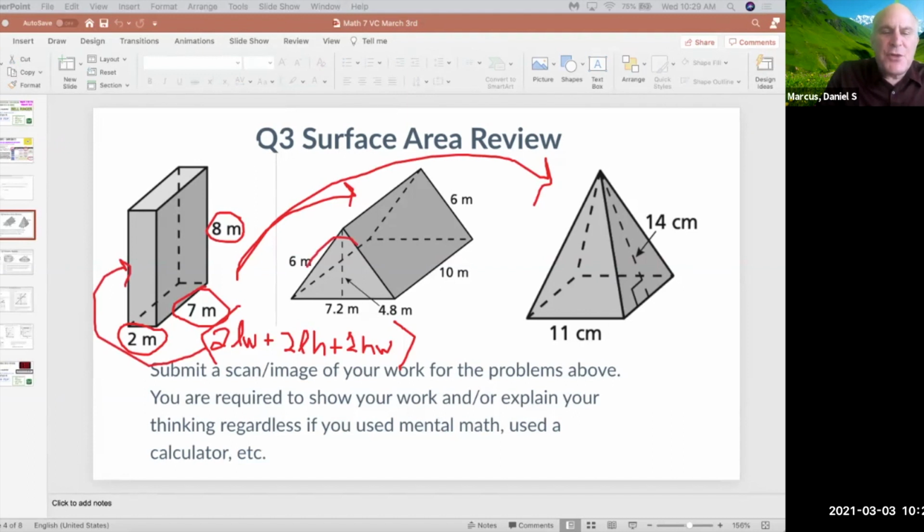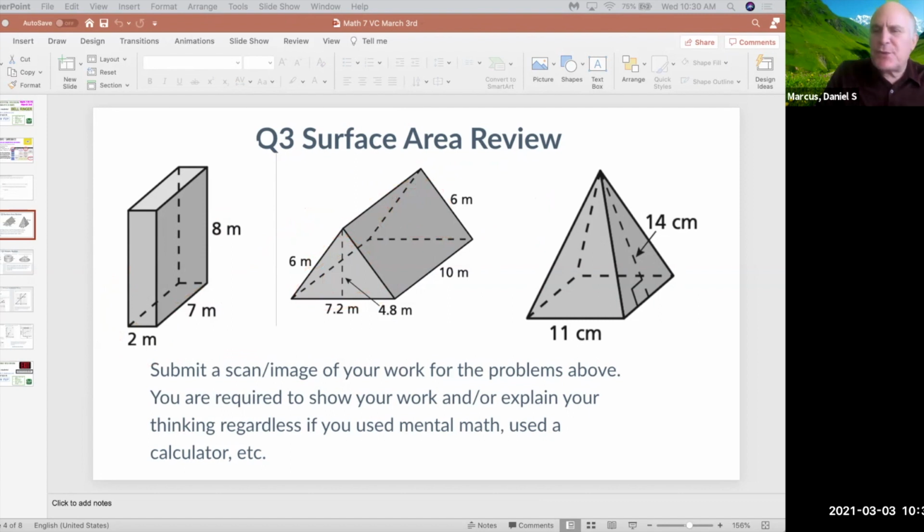Here you have 2 bases, but both of them are triangles, and then you have 3 rectangles, here, here. What you basically have to do, and most of you are saying it, is you have to draw the net. In other words, what does the shape look like when it's unfolded? And then you add the area of each piece on the net. Okay, any questions about how to go about solving surface area?